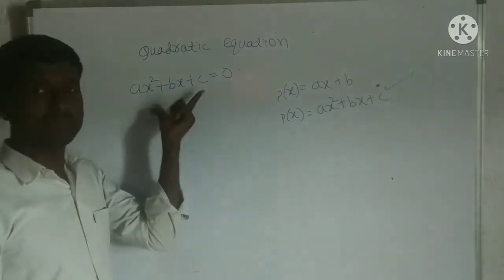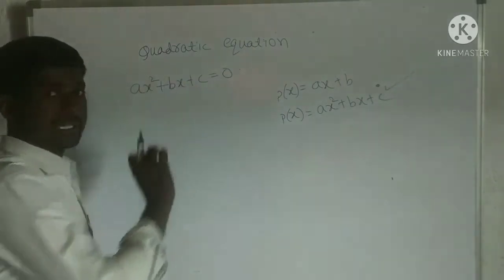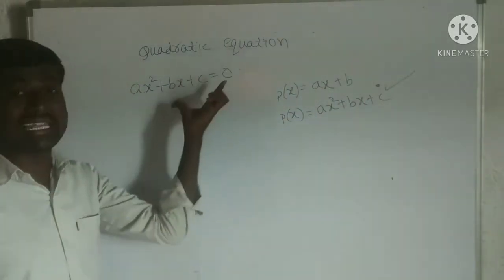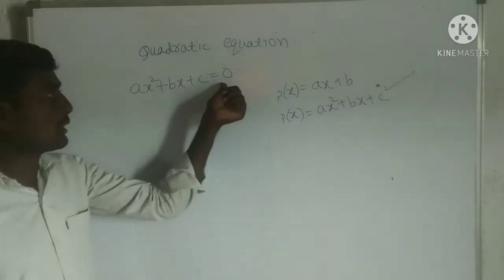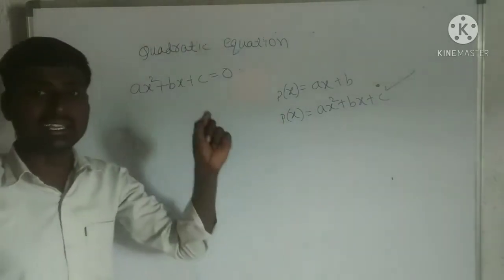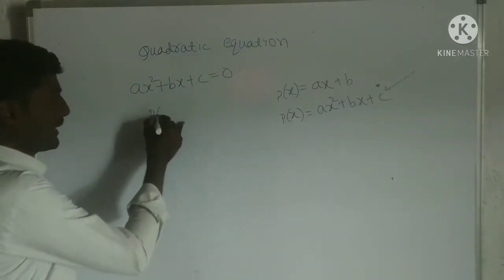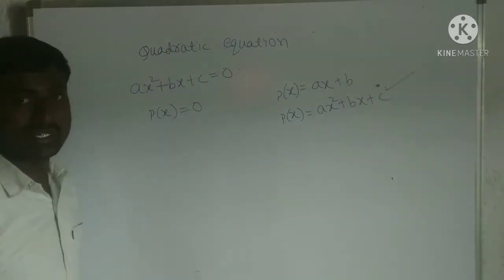Here also, for an equation, the equal to sign must always be there. This is a quadratic polynomial, and this is a quadratic equation. For the quadratic polynomial, if equal to 0 is there, then it must be a quadratic equation. For the polynomial p of x, if equal to 0 is there, then it is an equation.